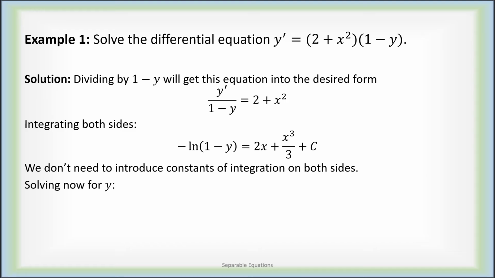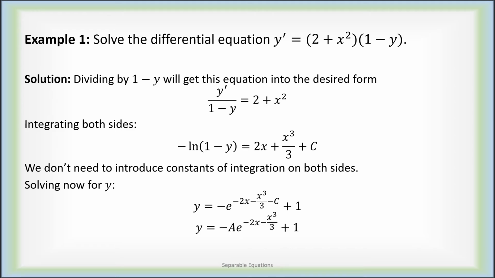If you solve for y, you just have to multiply both sides by -1, then exponentiate, then multiply both sides by -1, and take the resulting -1 and add it over here. And you'll get this form right there. y is negative e to the minus 2x minus x cubed over 3 minus the constant c, all plus 1.